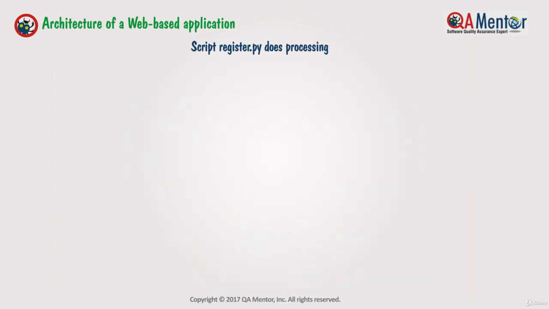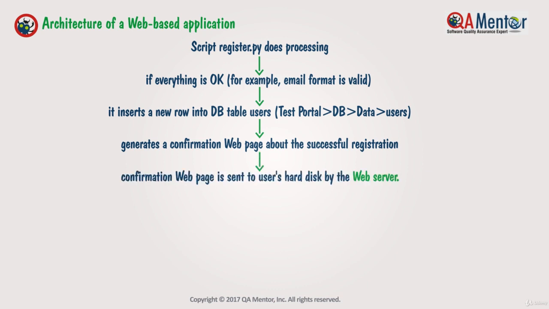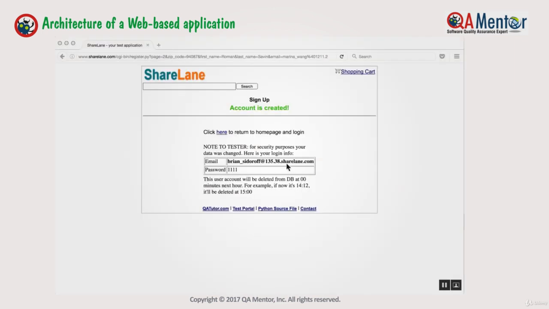Script register.py does processing, and if everything is okay, for example, email format is valid, it inserts a new row into DB table users, test portal, DB, data, users, and generates a confirmation web page about the successful registration. As we already know, that confirmation web page is sent to the user's hard disk by the web server.